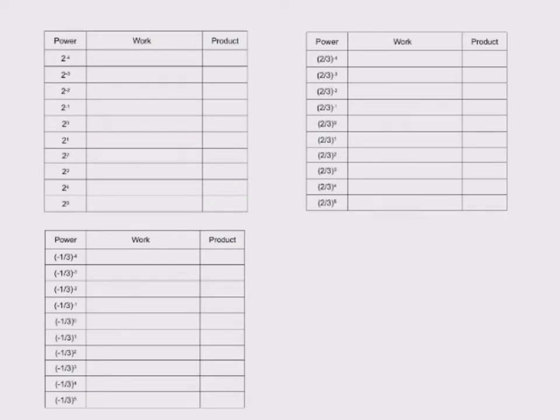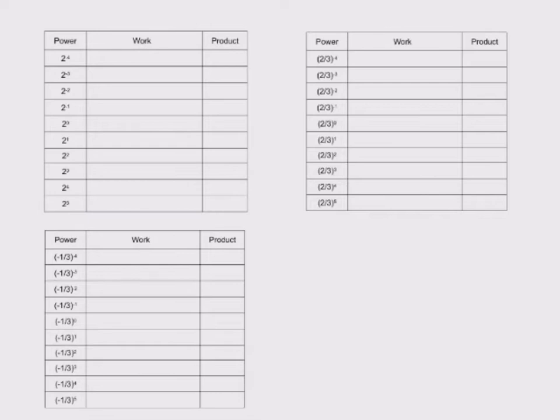Alright, now that we have those skills under our belt, we're going to discuss what happens when we raise numbers to the first power, to the 0 power, or to a negative power. And we're going to do a little exploration using the bases 2, positive 2/3, and negative 1/3. So what I'd like you to do now is could you please pause the video and please fill out these tables for only the exponents 2 through 5. So you're kind of filling out the bottom of each of these tables.